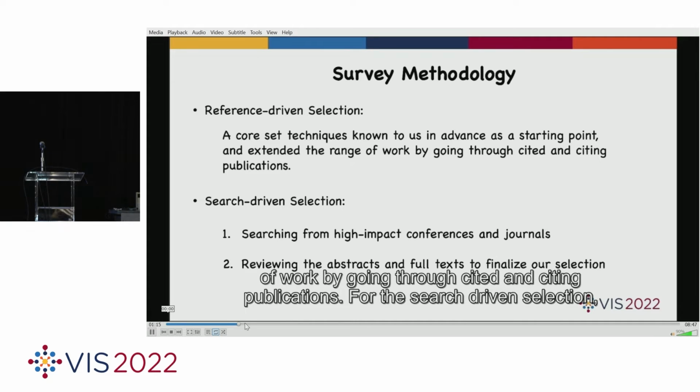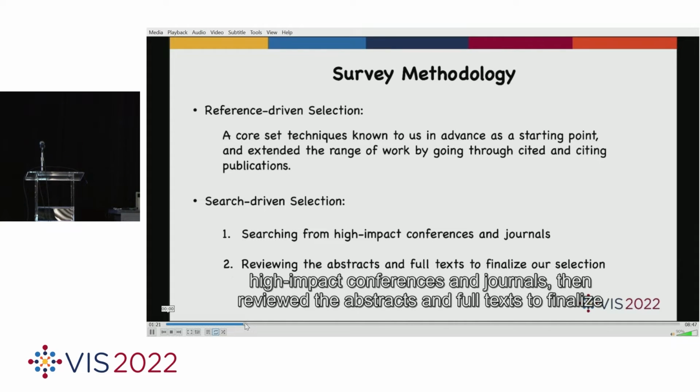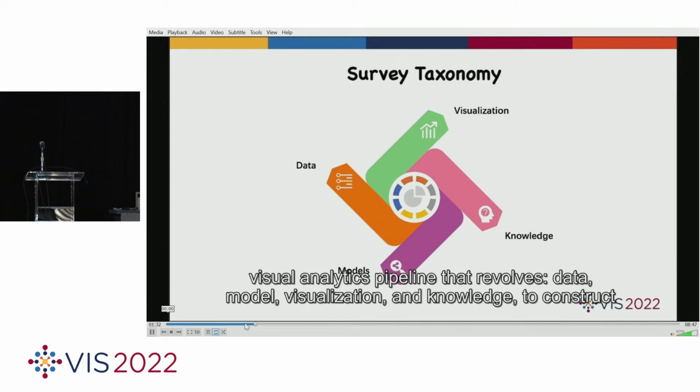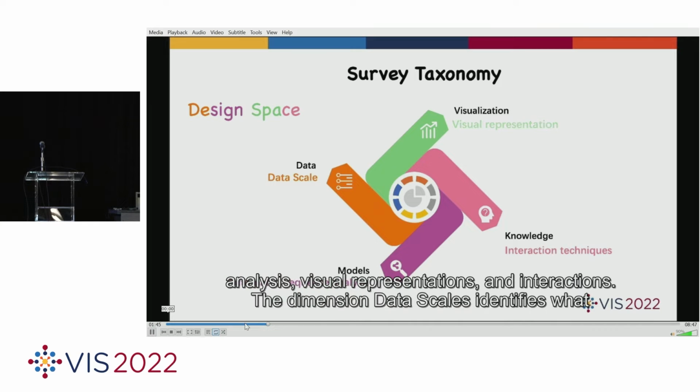For the search-driven selection, we went through 2 rounds of paper collection. The first round involves a coarse search from high-impact conferences and journals, then reviewed the abstracts and full texts to finalize our selection. To construct a structured and comprehensive taxonomy, we leverage the conventional visual analytics pipeline that revolves around data, model, visualization, and knowledge. To construct our proposed design space, which includes 4 dimensions: data scales, automated sequence analysis, visual representations, and interactions.